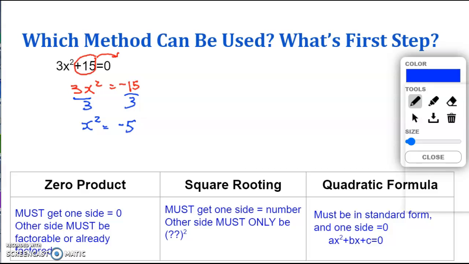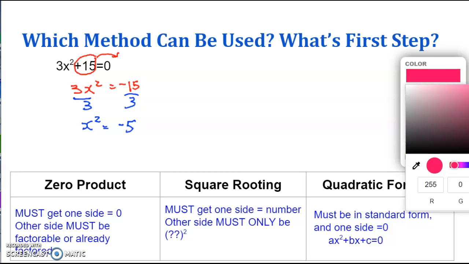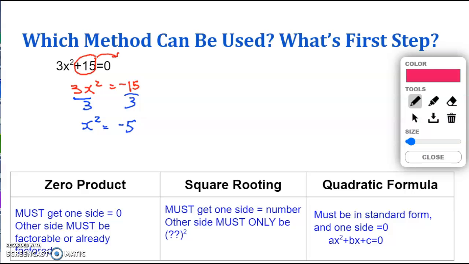Okay, now from here, since I have just x squared, I can take a square root of both sides. But remember, when you take a square root of both sides, you need to put plus or minus. Some of you are in the habit of not putting this in at this point. You need to be doing this when you're taking the square root of both sides.